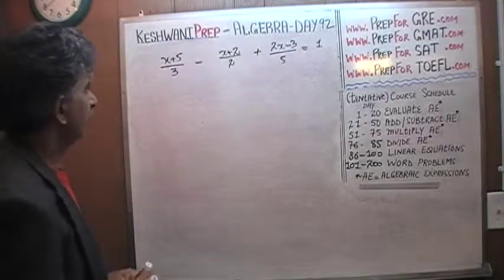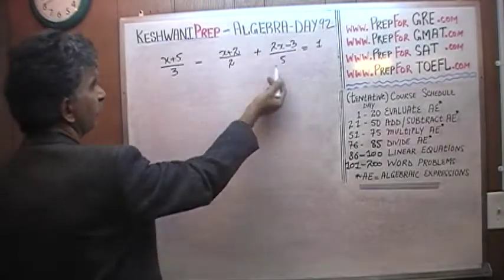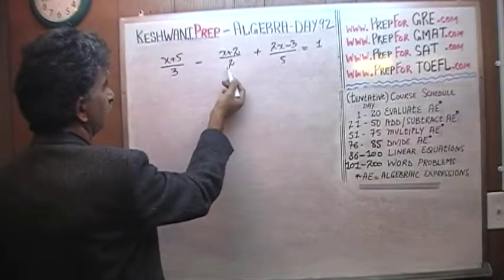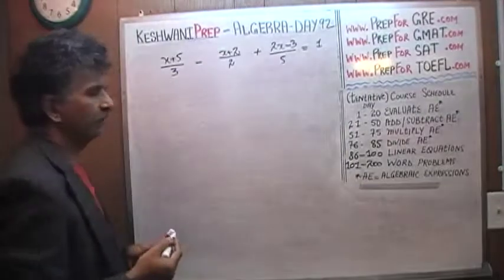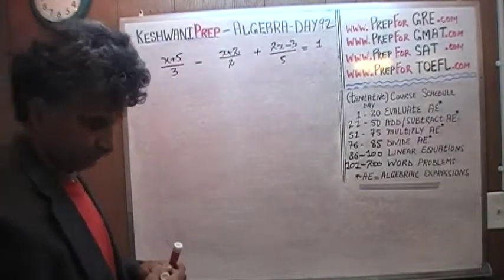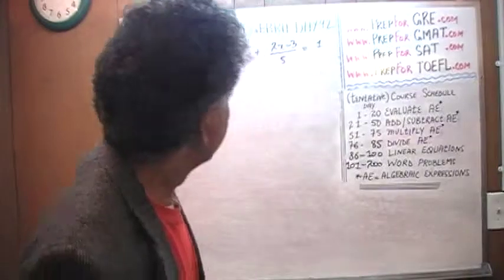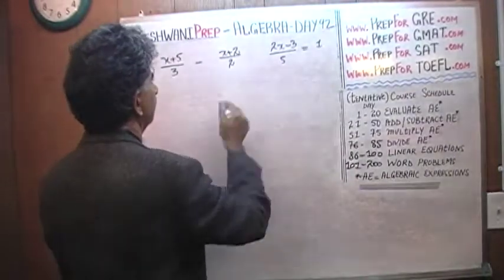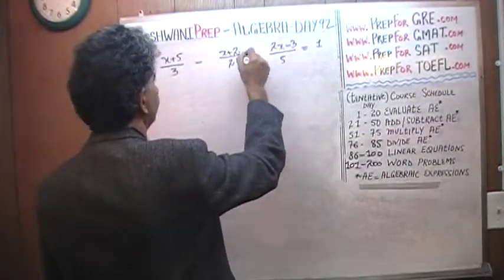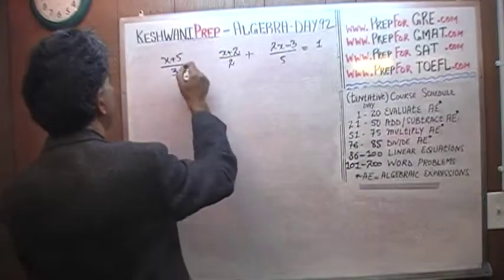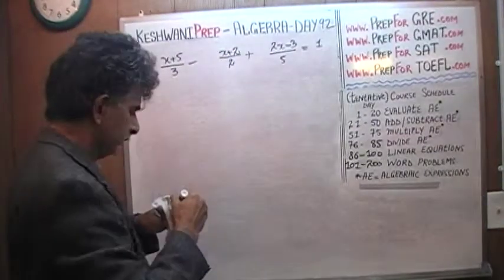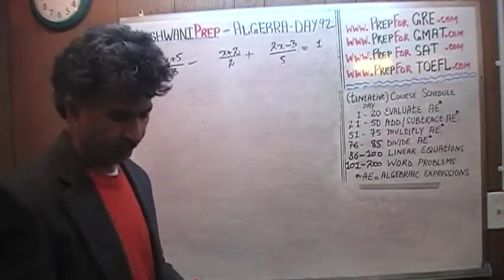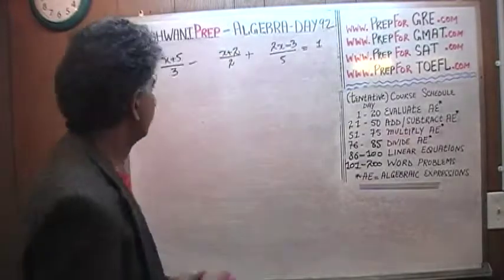The least common denominator in this case is very simple because they are all different. It's 3 times 2, which is 6, times 5 is 30. Somehow we have to make everything into 30. We have to make all the denominators into 30. How do we convert 3 into 30? We have a denominator of 3. How do we convert it into 30?